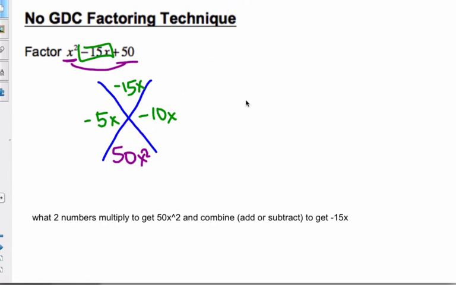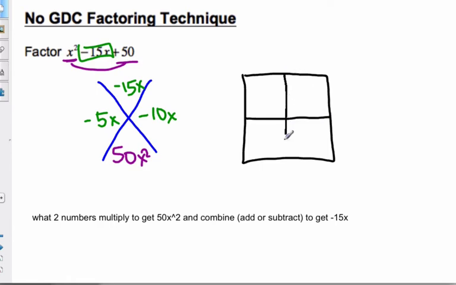I then go to my box. When we multiplied, we're going to go backwards. This is an area. And so the area of this box consists of a 50, which comes from here. It also consists of an x squared.